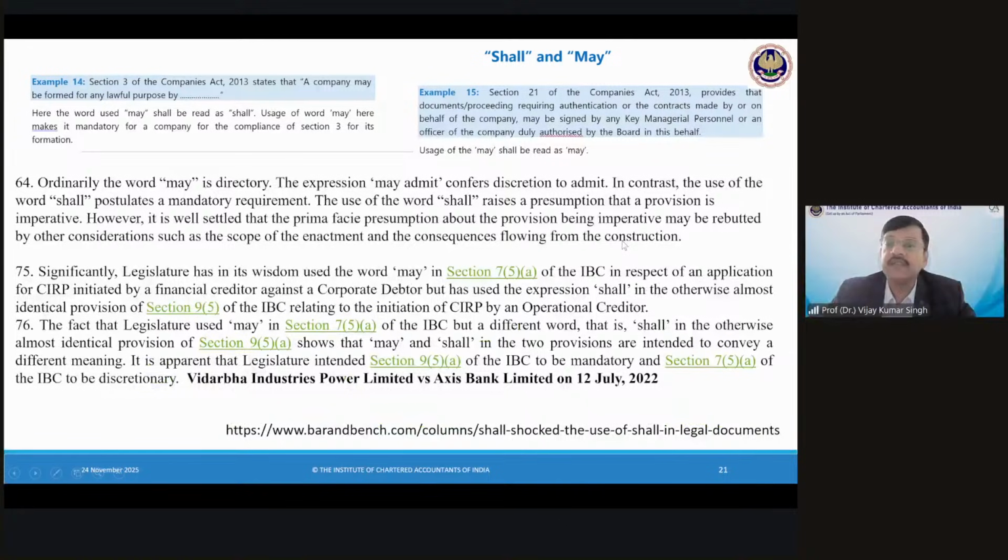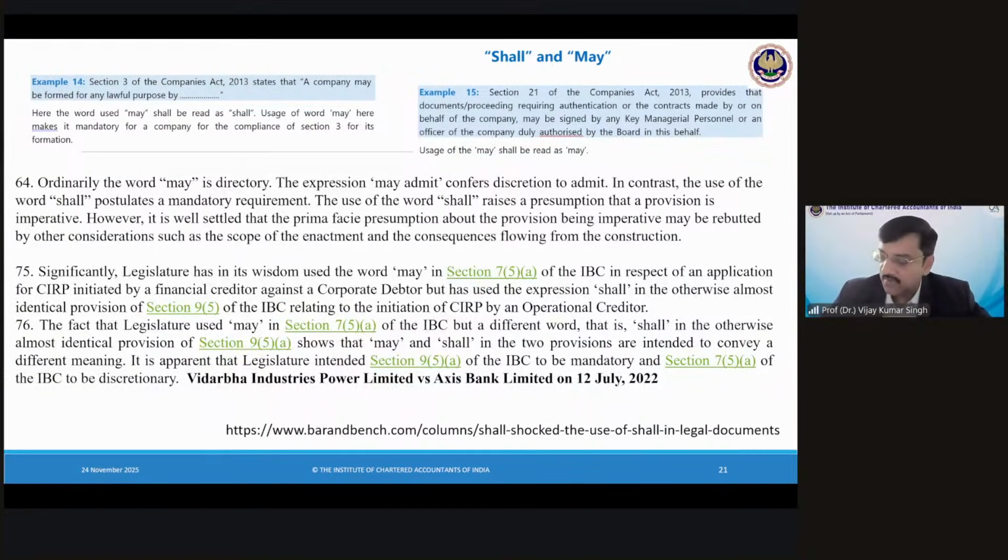So ordinarily, when we talk about may, the word may is directory in nature. The expression may admit confers discretion to admit. In contrast, the use of the word shall postulates a mandatory requirement. The use of the word shall raises a presumption that a provision is imperative. However, it is well settled that the prima facie presumption about the provision being imperative may be rebutted by other considerations such as scope of the enactment, the consequences flowing from the construction, etc.